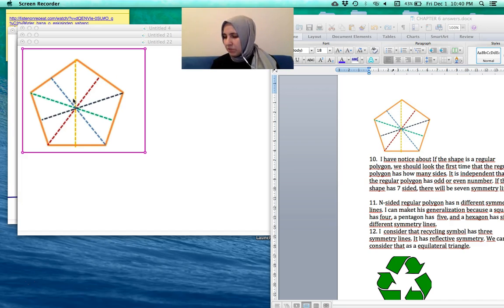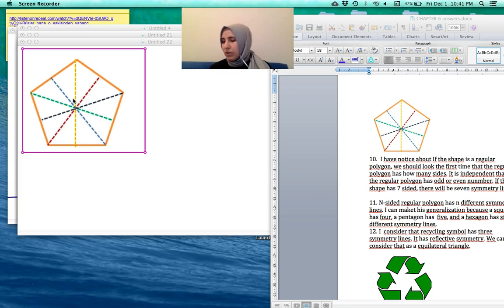Question 11. How many different lines of symmetry does an n-sided regular polygon have? Explain how you develop the generalization. An n-sided regular polygon has n different symmetry lines. I can make this generalization because a square has 4, a pentagon has 5, and a hexagon has 6 different symmetry lines. That's why an n-gon has n symmetry lines.